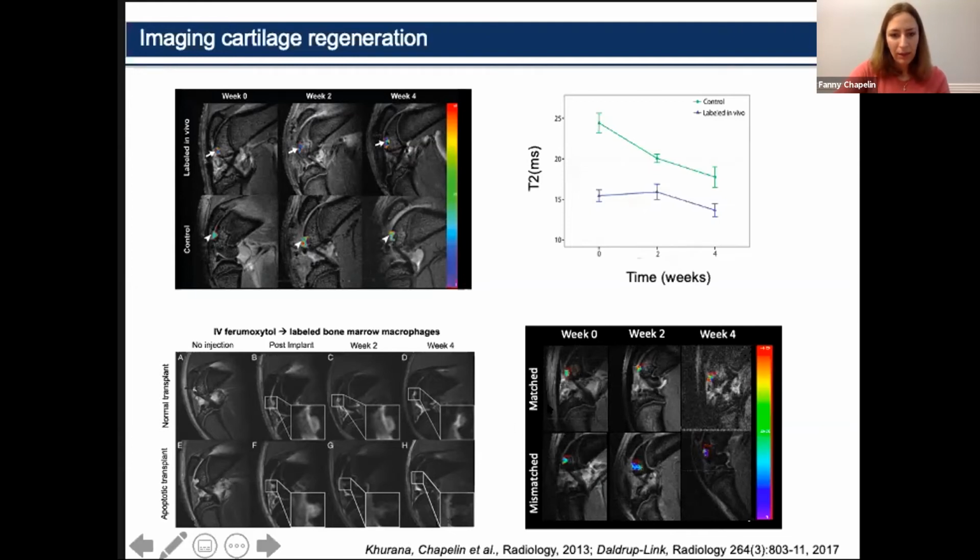Finally, in a matched and mismatched model where we varied the gender of the recipients over time, we were able to show as well that MR enables delineation between a transplant that remains viable over time versus a transplant that is being rejected, where you have darkening again of the signal over time.